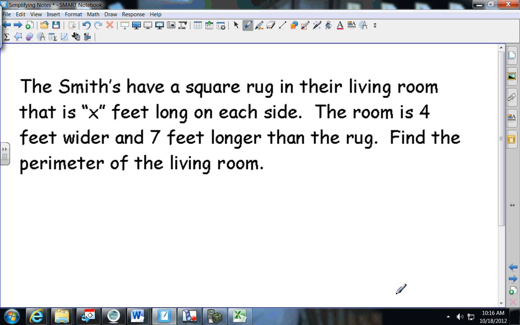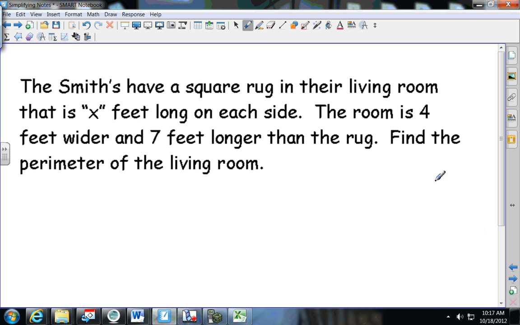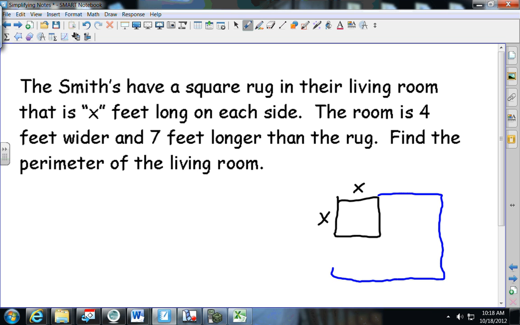The last one is this one right here. On this one, it says the Smiths have a square rug in their living room that is X feet by X feet. I'm going to draw a picture. So there's the rug, X and X. It said if the room is 4 feet wider and 7 feet longer than the rug, find the perimeter of the living room. So I'm going to extend out. And it says if it is 4 feet wider, so plus 4, and 7 feet longer, plus 7, find the perimeter of the living room.